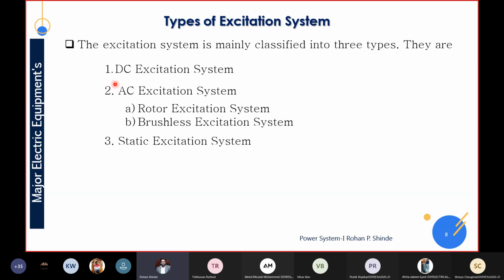But in AC, this AC excitation system is further classified into two types, that is rotor excitation system and brushless excitation system. See here, this is brushless excitation system, but in the A type some brushes are there, so it is called a rotor excitation system. So in this lecture we will see a DC excitation system in brief.